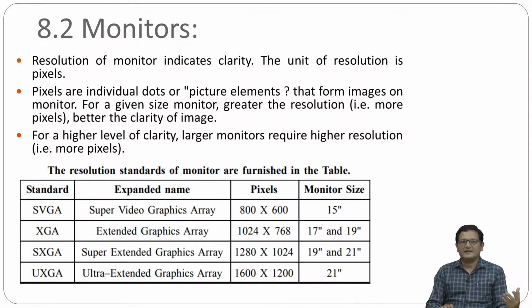The next is SXGA, Super Extended Graphics Array. Here more resolution, 1280 by 1024, can be produced, and it will be supported by either a 19 or 21-inch monitor. And the last one is UXGA, called Ultra Extended Graphics Array. Here the highest resolution is produced by the monitor. It is 1600 by 1200, and 20-inch and above monitors can produce this resolution.